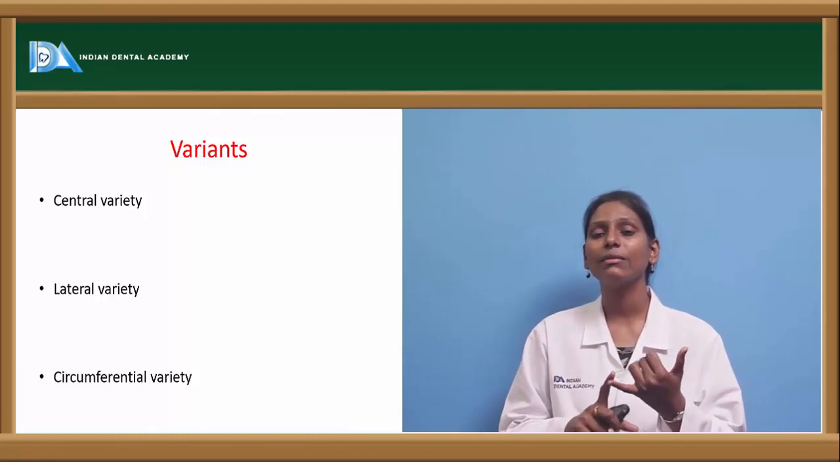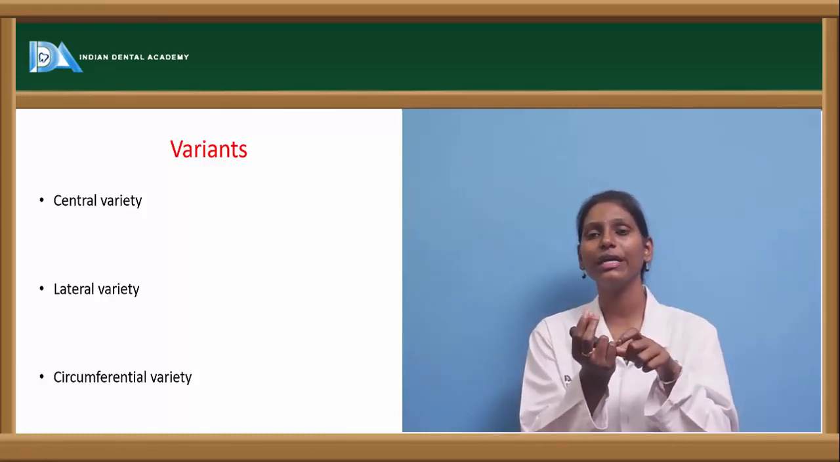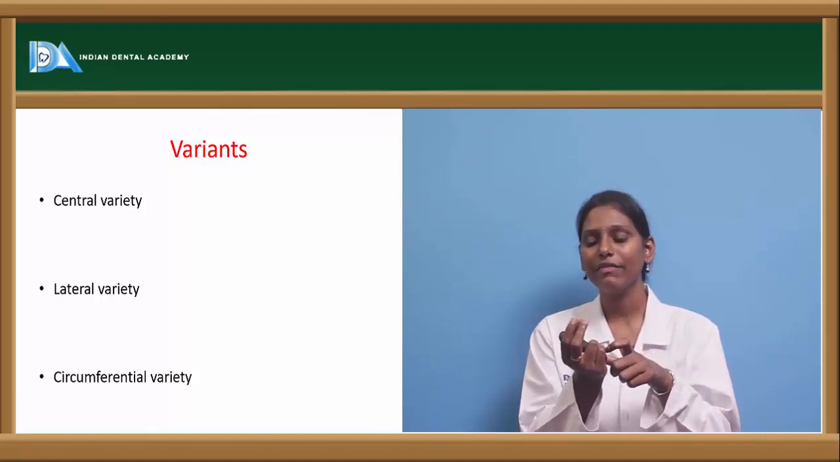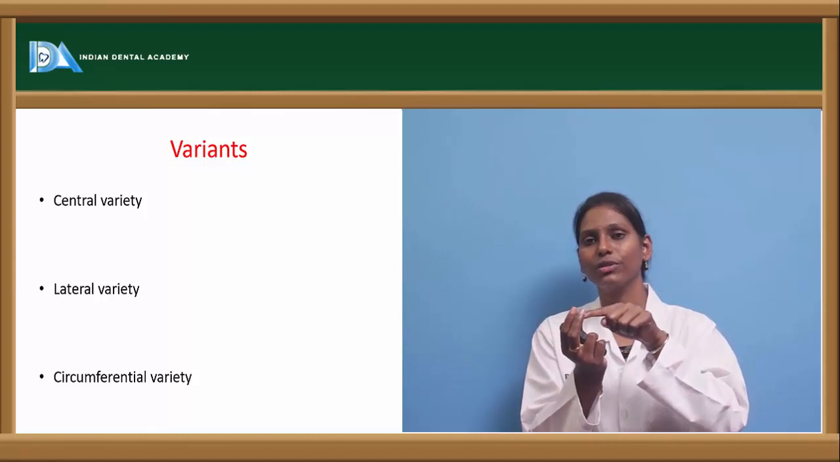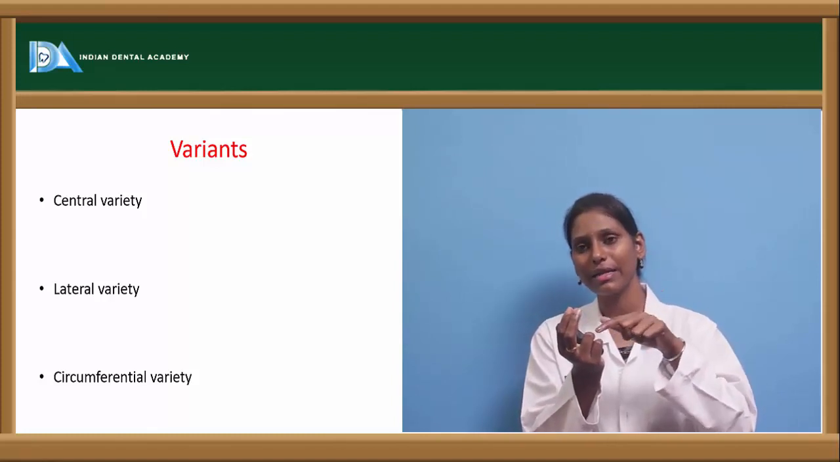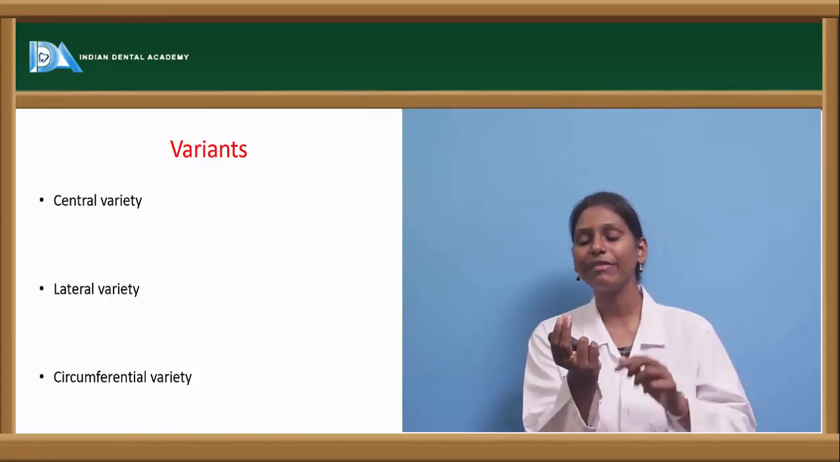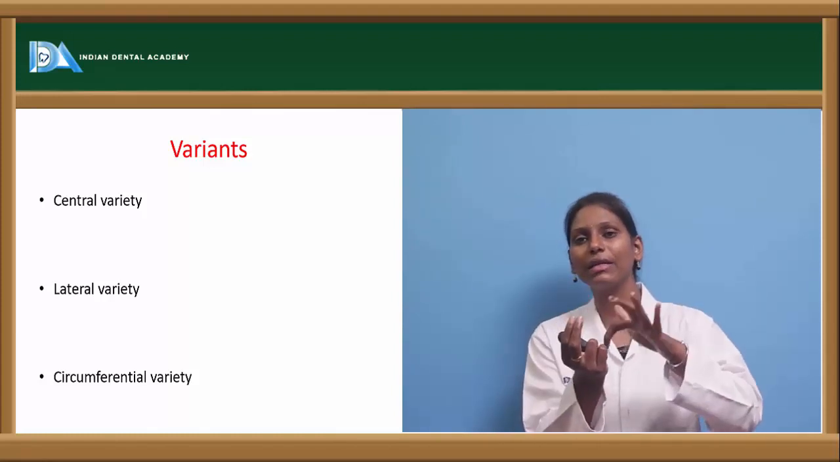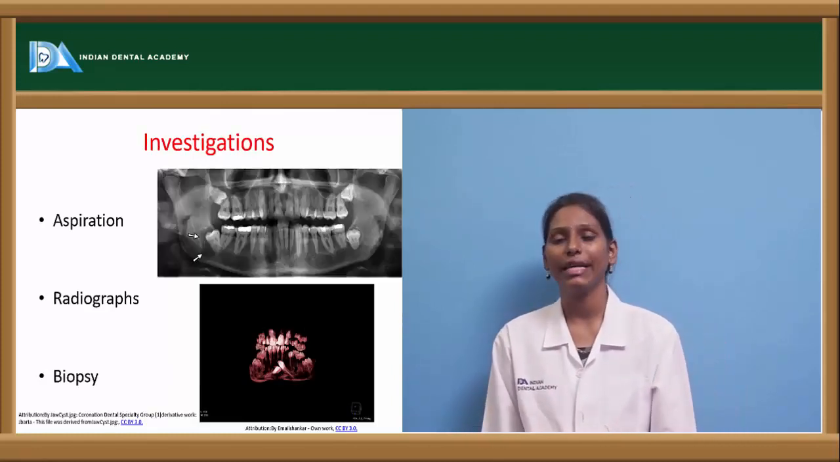The central variant is where the dentigerous cyst is present around the crown of the tooth. In the lateral variant, the dentigerous cyst is present along the lateral side of the tooth, where the follicular space is enlarged along the lateral side. And in the circumferential one, we can see the dentigerous cyst enveloping the complete tooth structure, also called the envelope variety of dentigerous cyst.